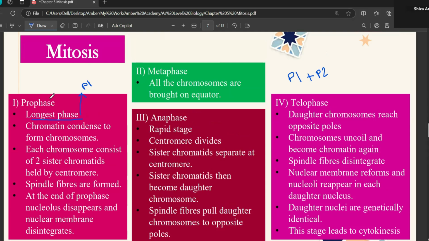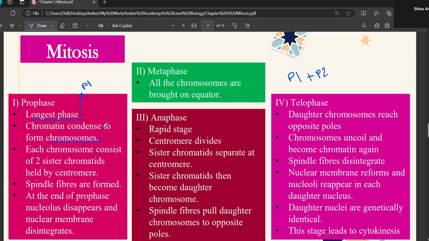And what exactly happens in prophase is that your chromatin, the thin thread-like structures, will begin to condense and form chromosomes. So remember this point: interphase has chromatin, the thin thread-like structures, while from prophase, your chromatin will condense to form chromosomes. And this condensation is not that process that we talked about in biological molecules.